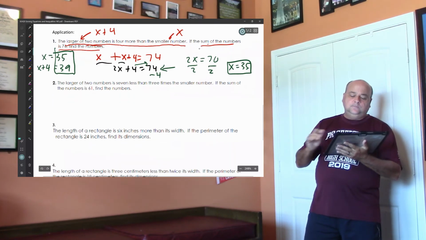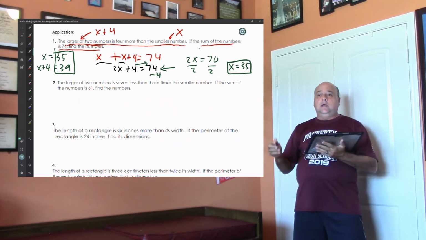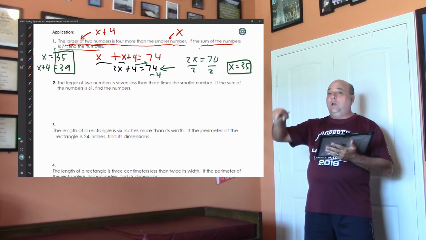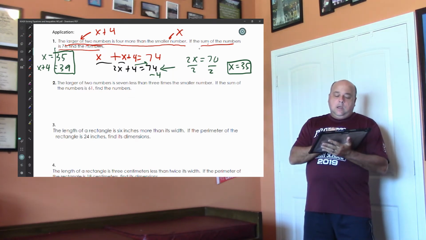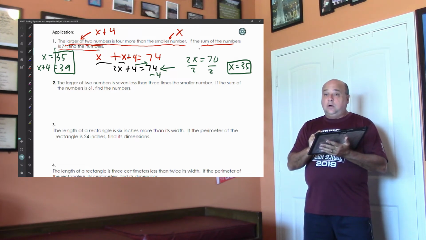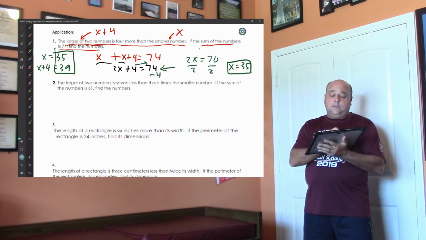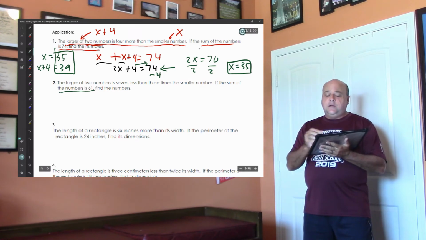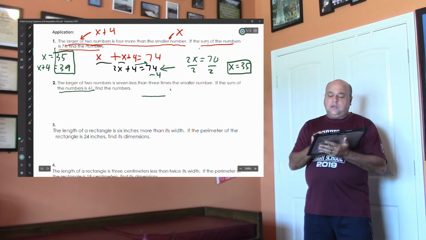Let's go to the next one. Kind of the same thing, okay? I'm just going to set this up. I will let you solve this one. Okay, the larger of two numbers is 7 less than 3 times the smaller number. That's a little bit more difficult. If the sum of the numbers is 61, find the numbers. So I know I'm going to do something plus something equals 61, aren't I?